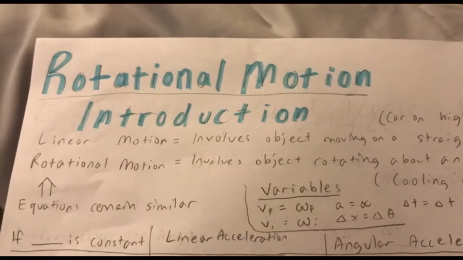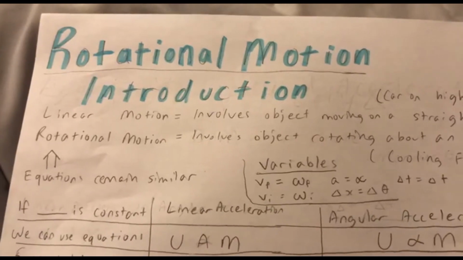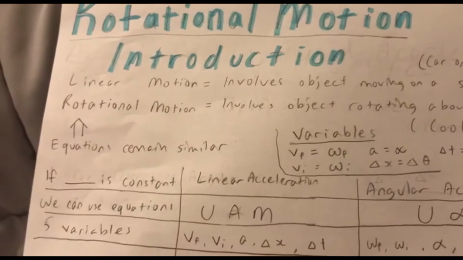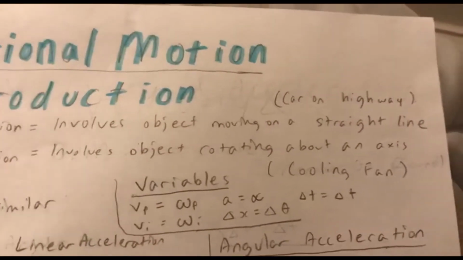This video is on rotational motion and angular velocity. This is an introduction to the topic. So rotational motion is similar to linear motion, which involves objects moving on a straight line, for example, a car driving on a highway.